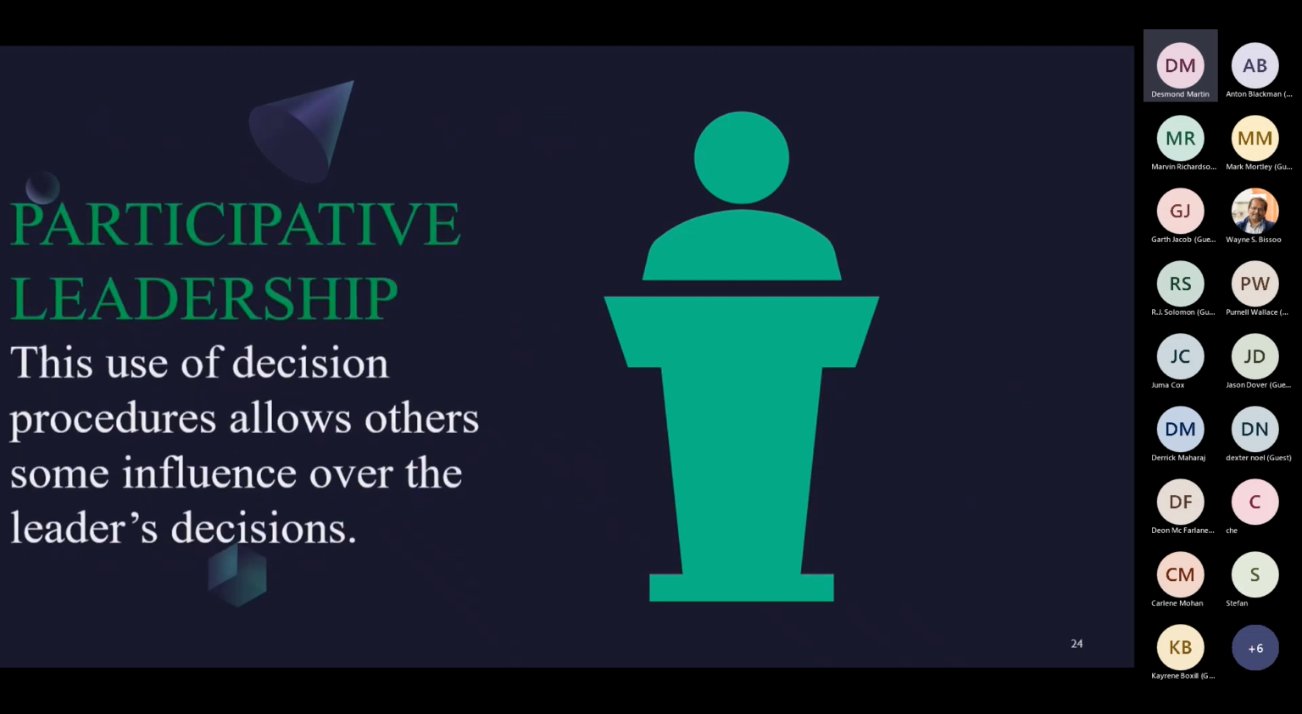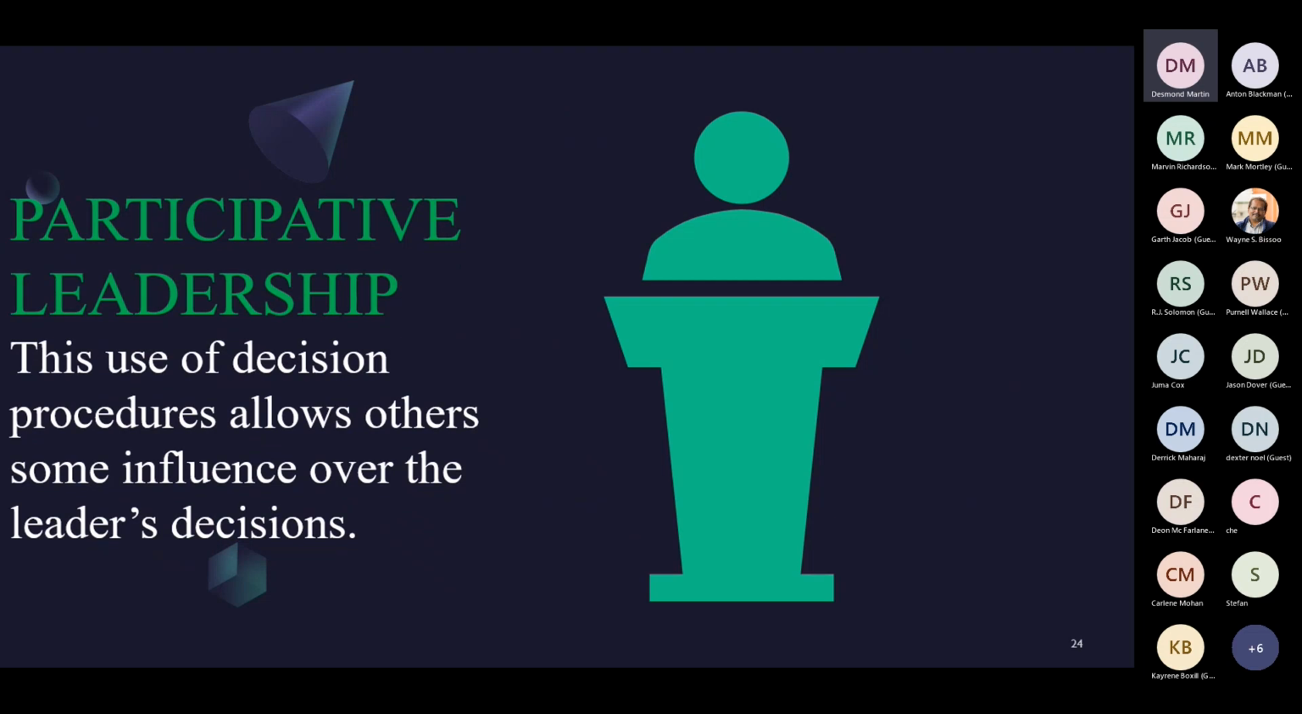Moving on, participative leadership. This refers to the process of allowing others' opinions to be included in the decision-making process to ensure that the best result is accomplished. This type of leadership theory enforces the idea that better decisions are made when other perspectives are included, and the decision is more likely to be accepted.